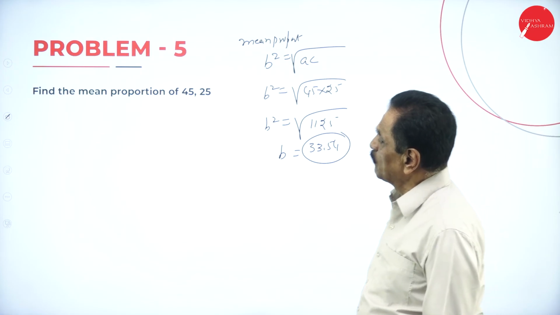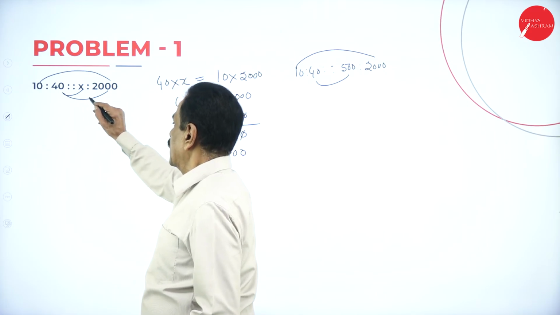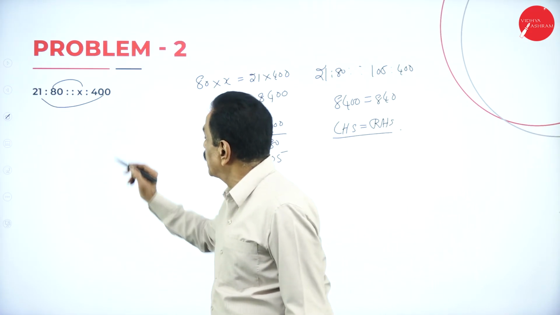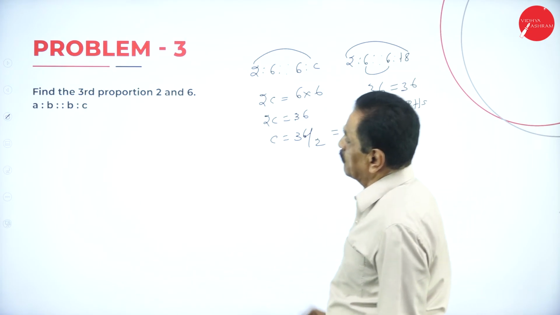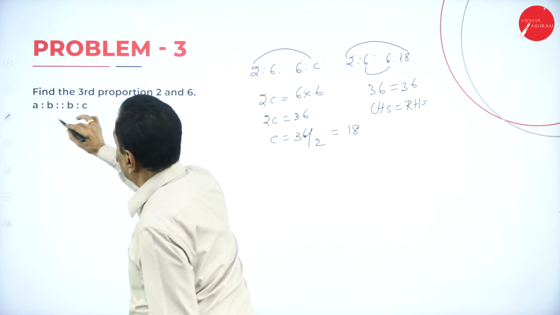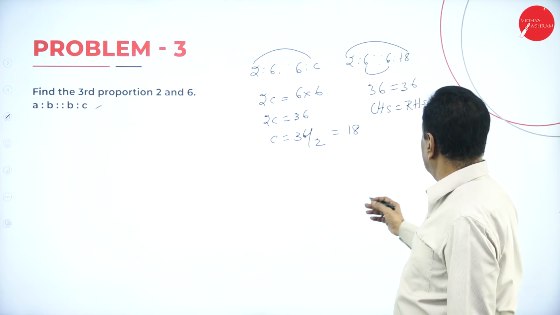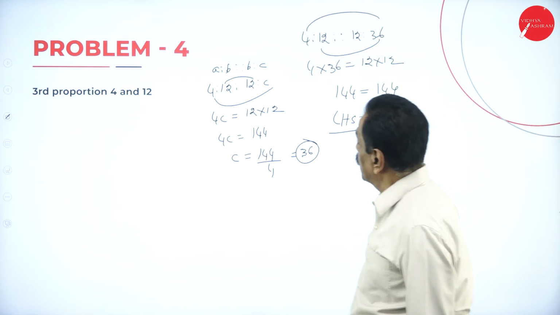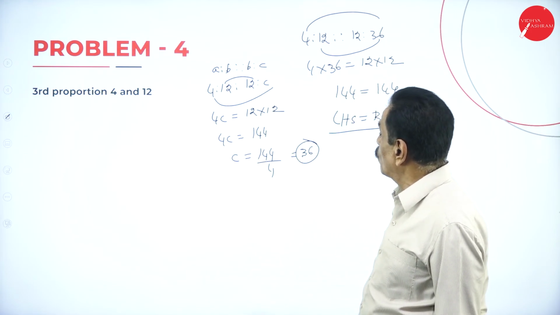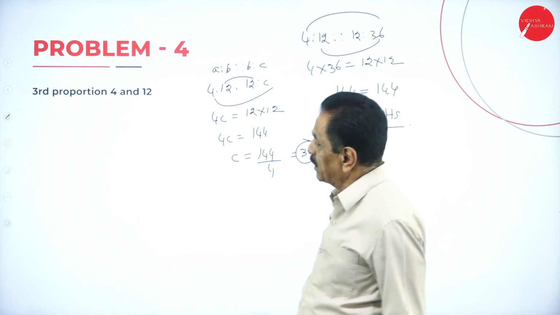No, all types of problems you solve. See that? First one last, second and third. This extreme, x value, same thing you have done. Then regarding the mean proportion, here no third proportion. A is to B, B is to C. 2 is to 6, 6 is to 6. This is LHS is equal to RHS. Here also 4 is to 12, 12 is to C. 4C is 144, C is 36. LHS is equal to RHS.